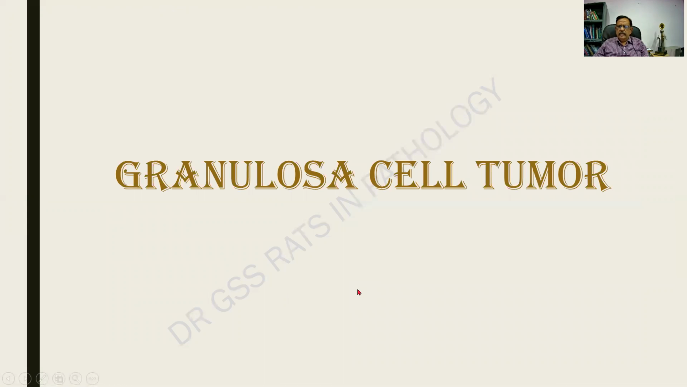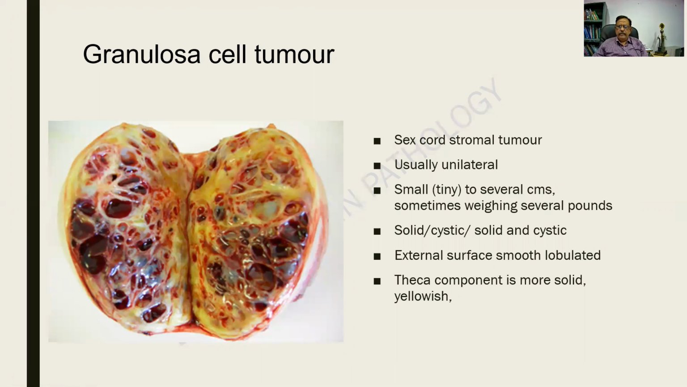As I mentioned, the next topic for the day will be the granulosa cell tumor. This is again asked as a short essay. Usually the students tend to omit it. It is a sex cord stromal tumor, generally unilateral. It can be very tiny or microscopic or measure several centimeters in diameter and weigh several pounds. The tumor can be solid, cystic, or solid and cystic.